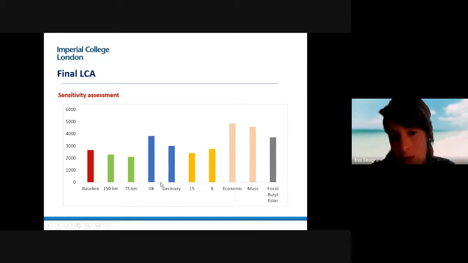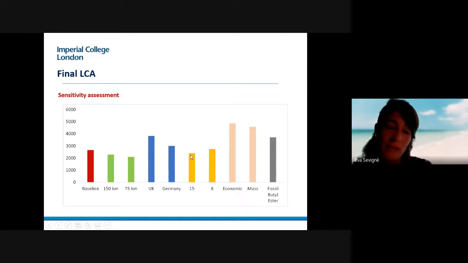When we look into how the location of this manufacturing site is going to affect the final results, we'll see that in the case of locating this large facility in the UK or in Germany, we are going to increase the climate change impact in relation to the baseline scenario. And in the case of the UK, we are even going to increase the CO2 emissions in comparison with the fossil butyl esters.